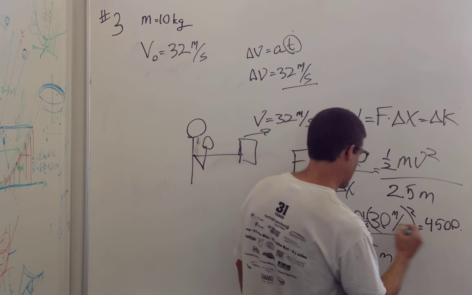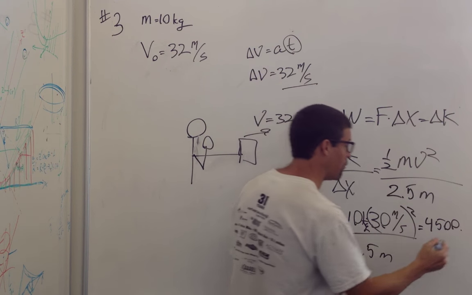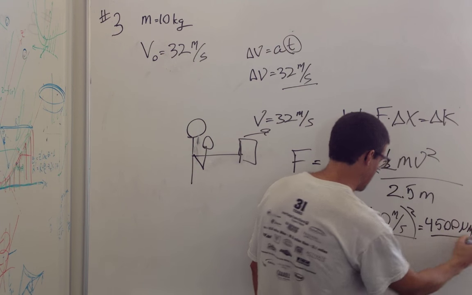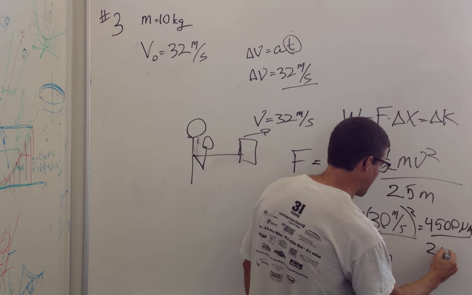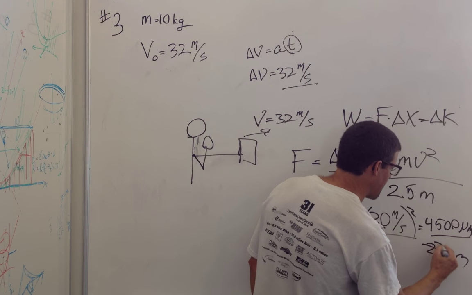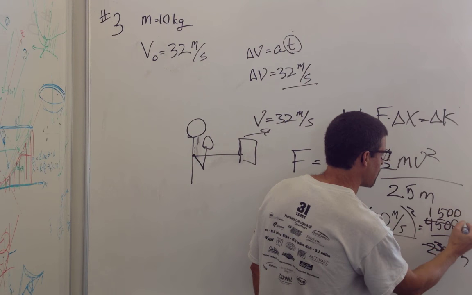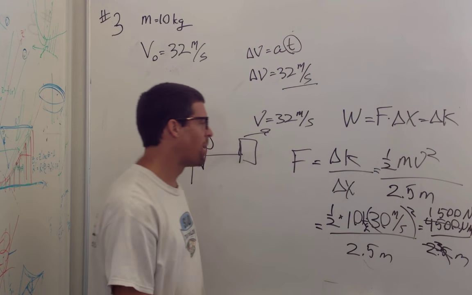Newton meters. Kilogram meter squared per second squared is a joule. That's the energy it has, and that can also be written as a Newton meter. And I do that because then I want to cancel with the meters, 2.5 meters. Let's say I can get 3 meters, make it easy on me. That means I need 1,500 newtons of force on my arm.